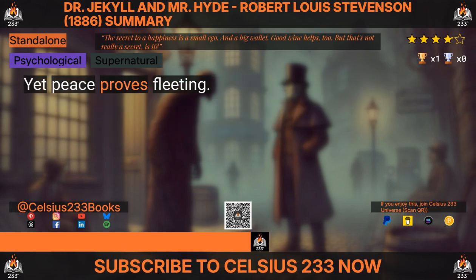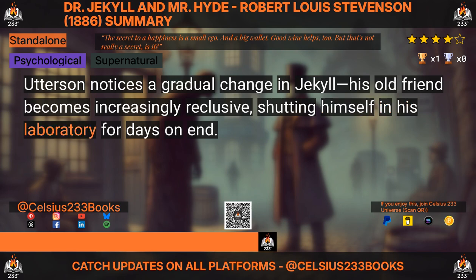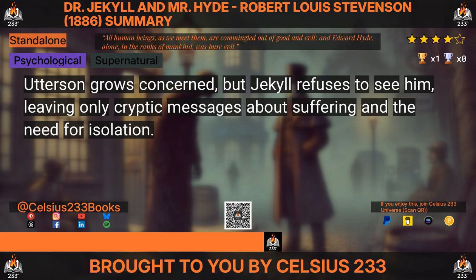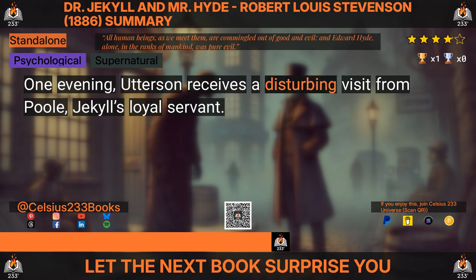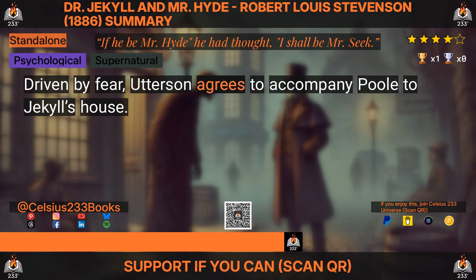Yet peace proves fleeting. Utterson notices a gradual change in Jekyll. His old friend becomes increasingly reclusive, shutting himself in his laboratory for days on end. Utterson grows concerned, but Jekyll refuses to see him, leaving only cryptic messages about suffering and the need for isolation. One evening, Utterson receives a disturbing visit from Poole, Jekyll's loyal servant. Poole insists that something is terribly wrong, that his master's voice has changed, and that he fears for Jekyll's life. Driven by fear, Utterson agrees to accompany Poole to Jekyll's house.